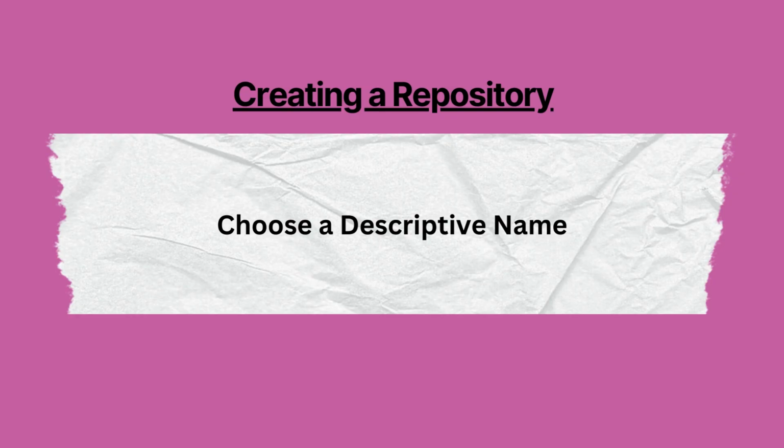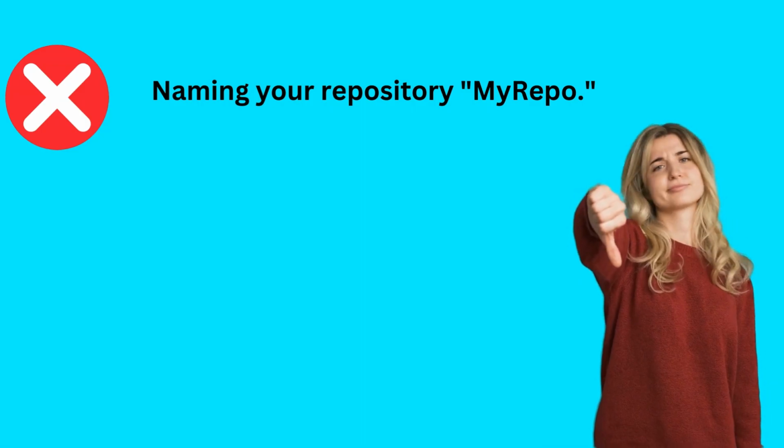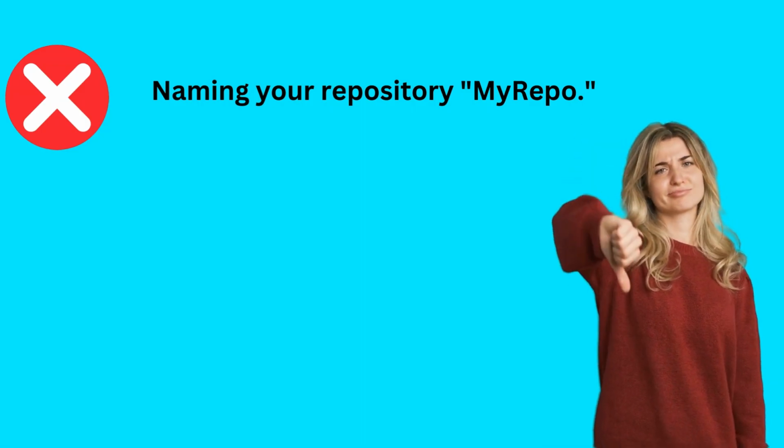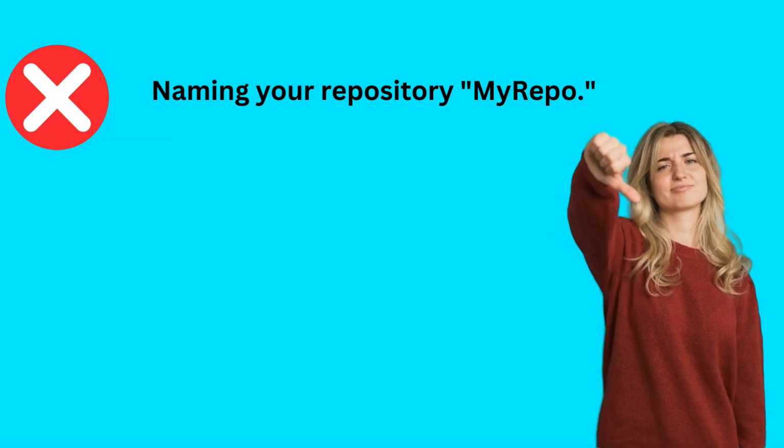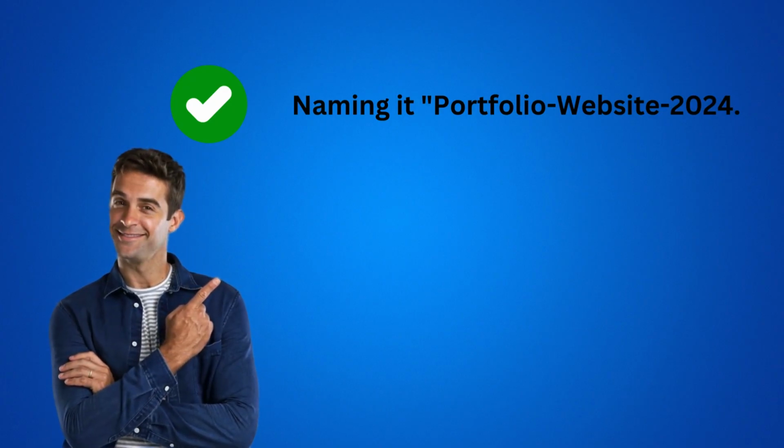Choose a descriptive name for your repository. Not having a proper name for your repository is like trying to judge a book by its cover when the cover had no title. If the name of the repository doesn't give an indication of what the project is, you may lose a potential collaborator or an employer coming across the repository. A descriptive name reflecting the project's purpose makes it easier for anyone browsing to understand what your work is about.